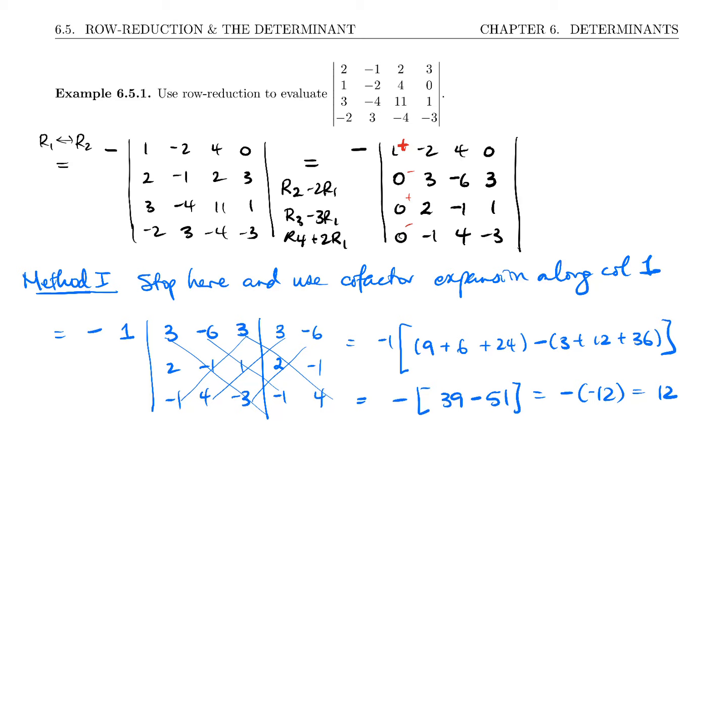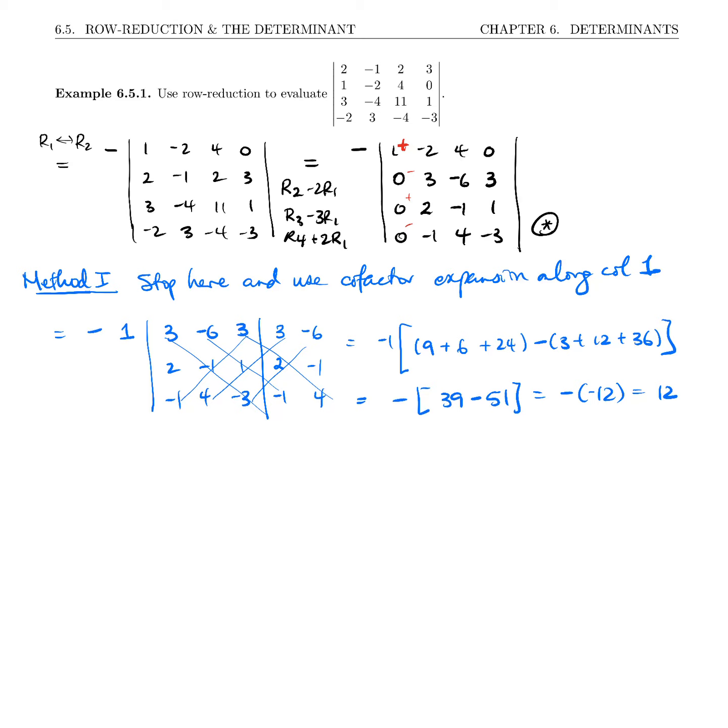Just to recap, what we did there was use some row reduction to simplify. We had a 4 by 4 determinant to begin with, and that gave us a single entry times the determinant of a 3 by 3. So we simplified the calculation by doing a little bit of row reduction first. That's one possibility. The other possibility would be to not stop, just to keep on going.